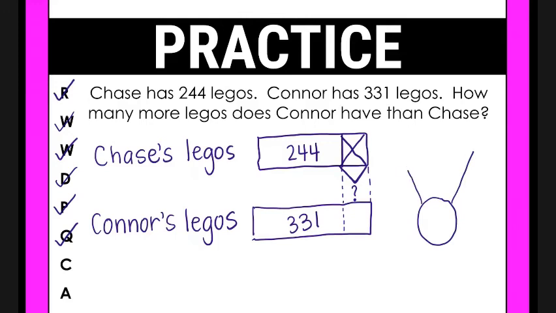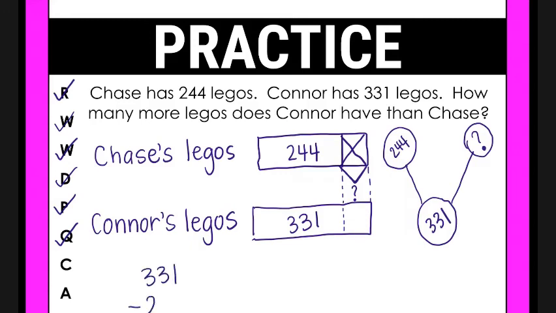So now if we draw our number bond, it just goes the other way this time. We're going to have our whole on the bottom and we'll have our parts on the top. Because now our whole is 331, which was how many Connor had. And then our two parts would be the number that Chase had, and then also a missing part. So the same thing as last time, when we're missing a part, do we have to add or do we have to subtract? We have to subtract.